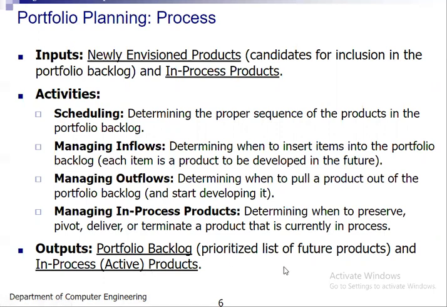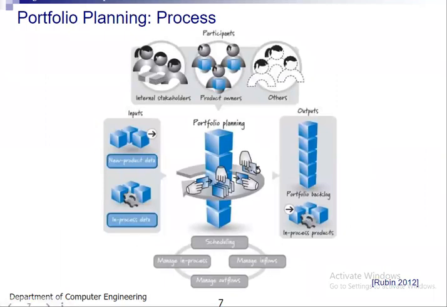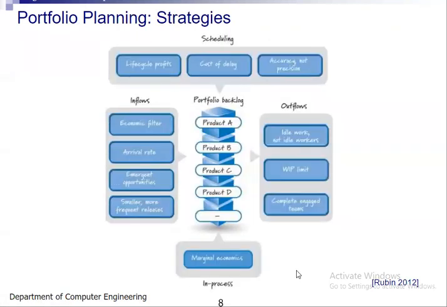And the in process product कौन से active है, and so you can imagine इनपुट क्या होता है पोर्टफोलियो प्लानिंग के लिए? न्यू प्रोडक्ट डेटा एंड इन प्रोसेस। तो लाइक नए कौन से आपके पास प्रोडक्ट डेवलपमेंट किया है, पुराने कौन से के ऊपर आपका टीम का काम चालू है, दैट विल बी द इनपुट टू द portfolio planning. And output is backlog and in process product, and who all are involved in this? So internal stakeholder, product owner and other members. So here you need to manage in process, manage inflows and outflows.